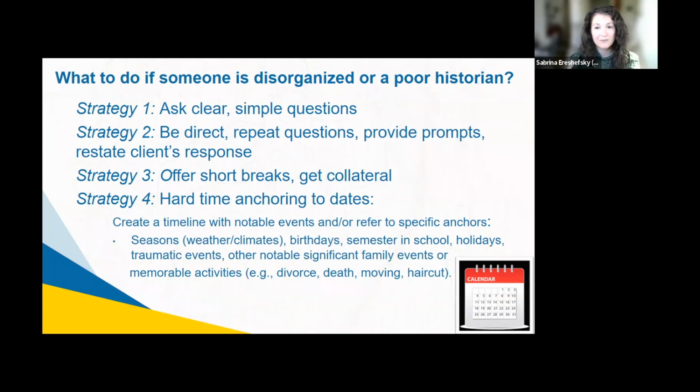What do you do if someone is disorganized or a poor historian? Individuals who present like this often are on the more severe side of the threshold psychosis continuum. And so working with more structure can be helpful for you.